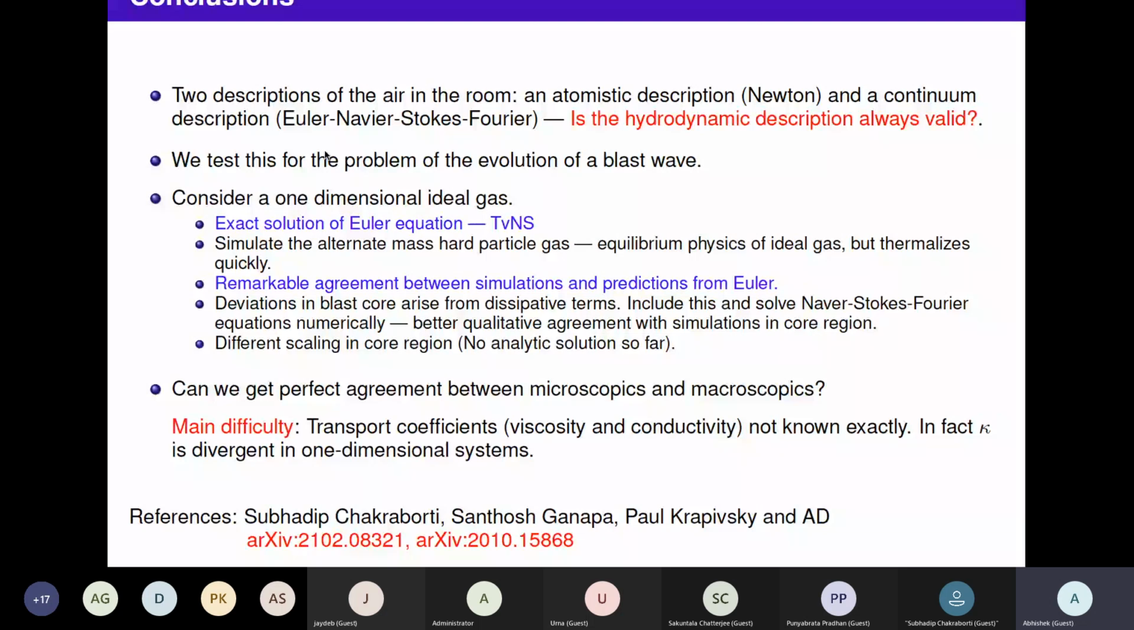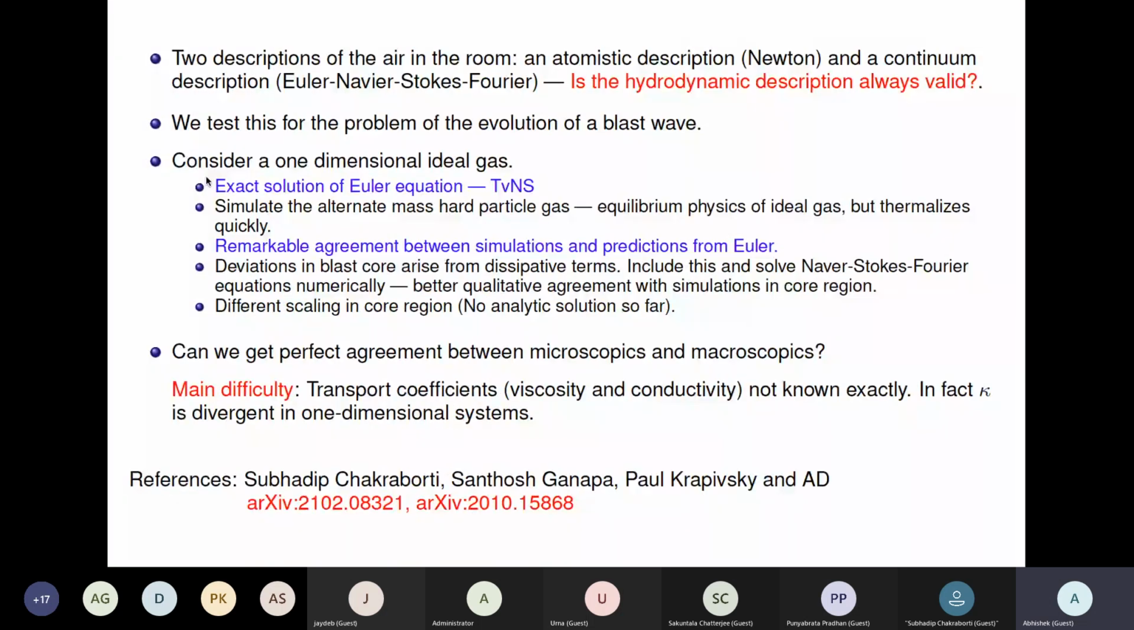And the question we ask is, is this description always valid? We tested this for the evolution of a blast wave, and we considered this particularly simple case of a one-dimensional ideal gas, which is a good model to use because it has an exact solution of the Euler equation. It's easy to simulate because it thermalizes very fast, in fact.